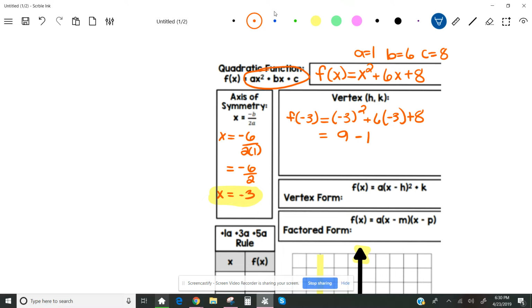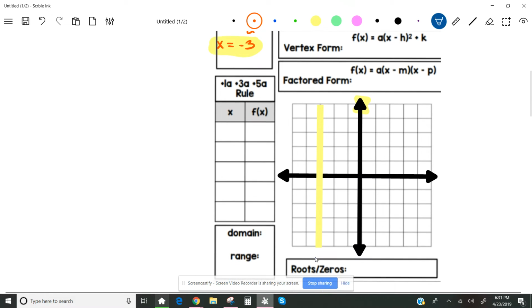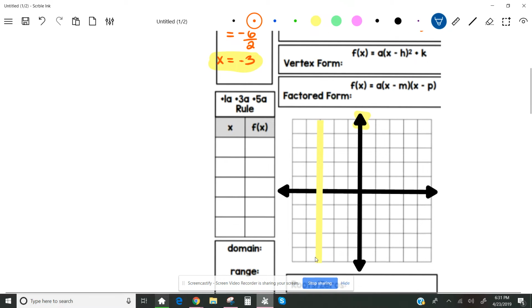So it becomes 9 minus 18 plus 8. And then it simplifies, and you're going to end up with -1. So we have f of -3 equals -1. So we're going to write it as an ordered pair, -3, comma, -1. All right, so we're going to put our vertex on our coordinate plane. So we have -3, -1. So I'm going over 3, down 1, making my point. That's my vertex.